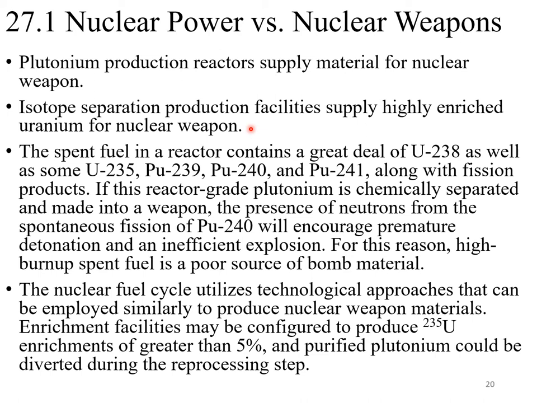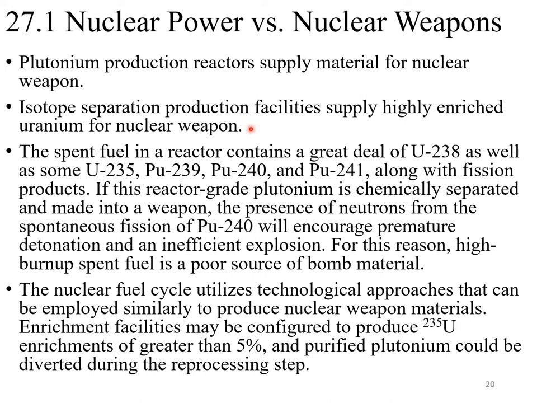The spent fuel in a reactor contains a great deal of uranium-238 as well as some uranium-235, plutonium-239, plutonium-240, and 241, along with fission products. If this reactor-grade plutonium is chemically separated and made into a weapon, the presence of neutrons from the spontaneous fission of plutonium-240 will encourage premature detonation and an inefficient explosion. For this reason, high burn-up spent fuel is a poor source of bomb material.